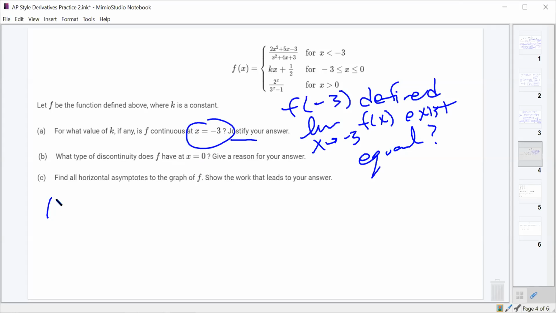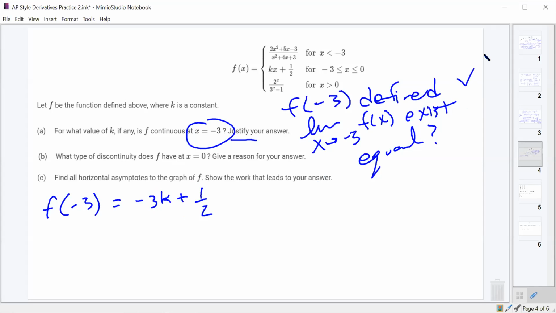So first off, is f of -3 defined? So f of -3 should be used on which piece? The top, the middle, or the bottom? The middle, right? Because that's when x is greater than or equal to -3. So f of -3 should be -3k plus a half. So that exists, true? K is just a constant. No matter what that constant is, I'm going to get a number here for f of negative 3. So f of negative 3 exists. That's the one we've done.